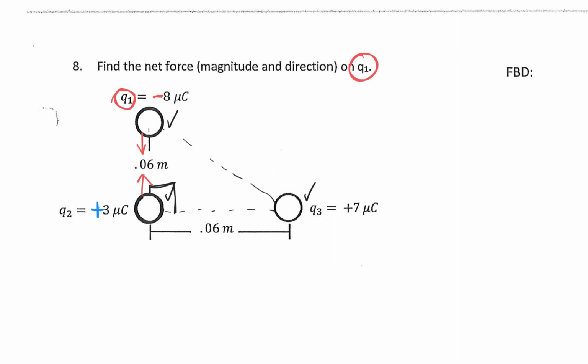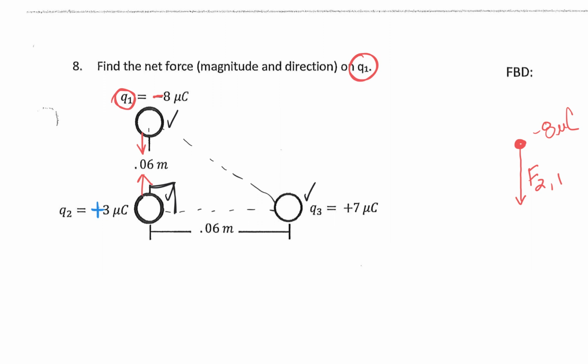So if someone said, draw the free body diagram on Q1, you would say that Q1 in the upper left-hand corner, the negative 8 microcoulombs, is experiencing one force that's straight down in the y-axis. That would be force 2 on 1, and we could find that force. We have Q1, we have Q2, we have the distance of separation as 0.06 meters, and we know the k value. So there's really no challenge to finding that after you have mastered Coulomb's law.